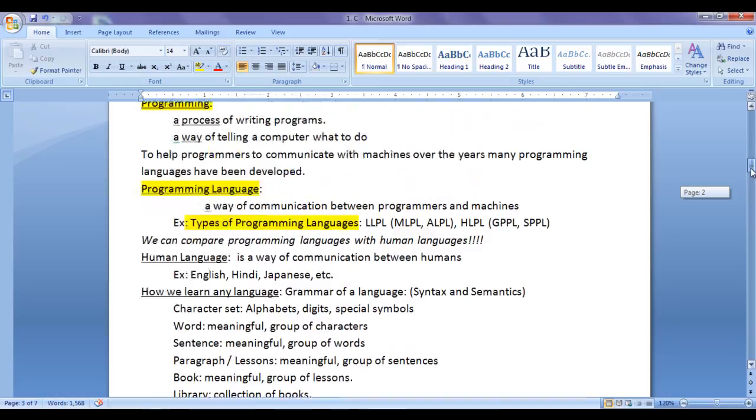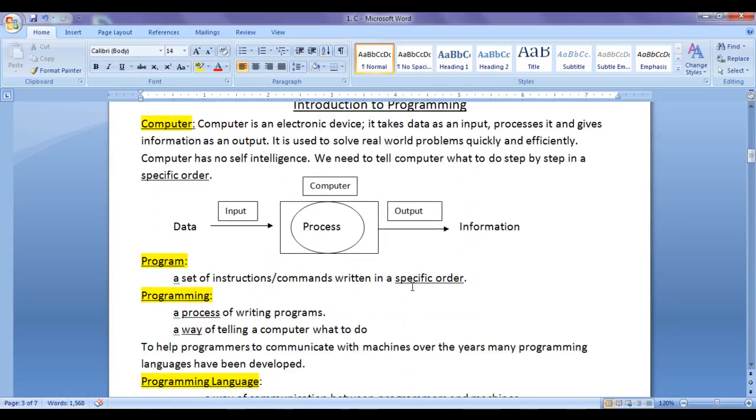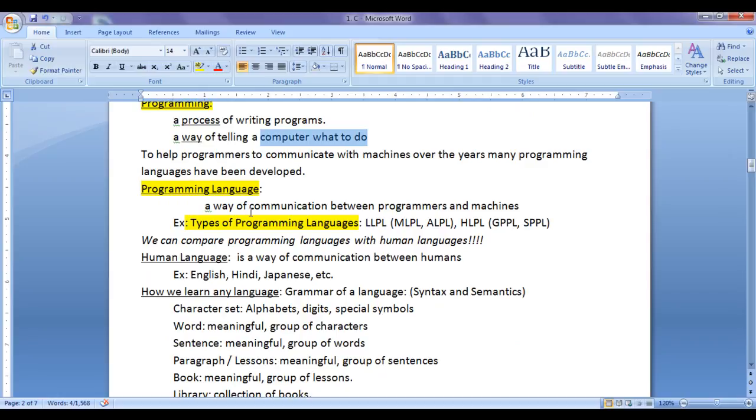In the previous tutorial, we understood what a computer is. A computer is an electronic device. It takes data as an input, processes it and gives information as an output. A computer is used to solve real-world problems quickly and efficiently. It has no self-intelligence or natural intelligence like humans. We need to tell a computer what to do step by step in a specific order. A process or a way of telling a computer what to do in a specific order is known as programming. Programming is a way of communication between programmers and machines.